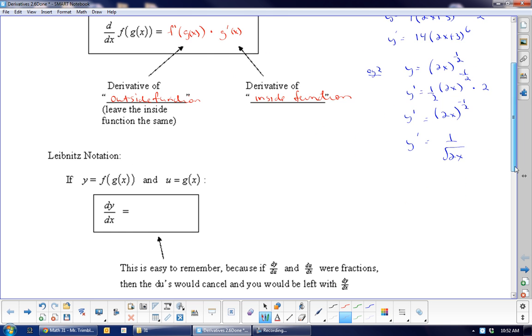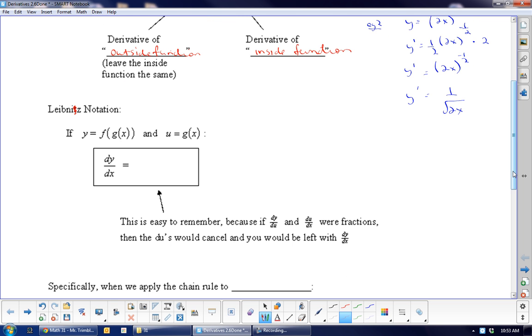Okay, now in the Leibniz notation, there's not supposed to be a t here. So get rid of that. He likes to use u. So he says, make g of x equal u. So basically it's like y equals f of u. He probably didn't get it when he was making it.